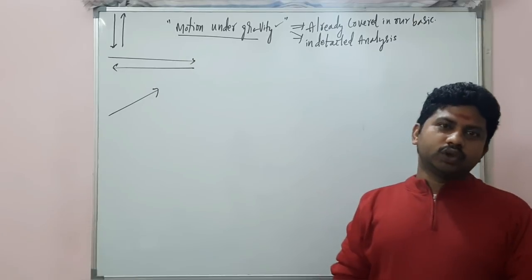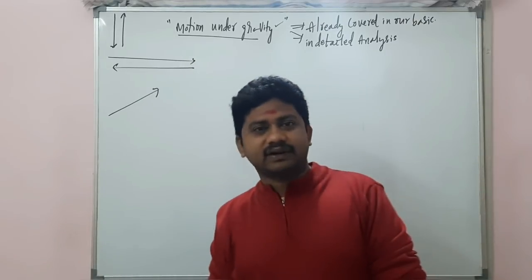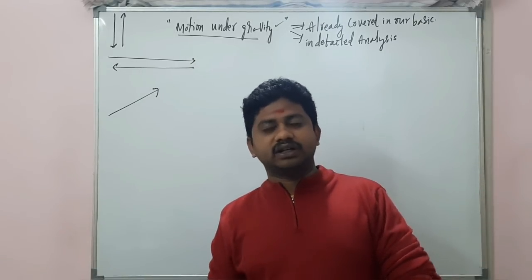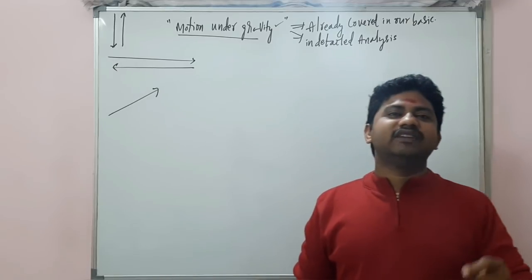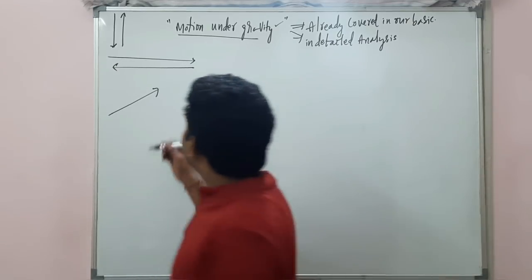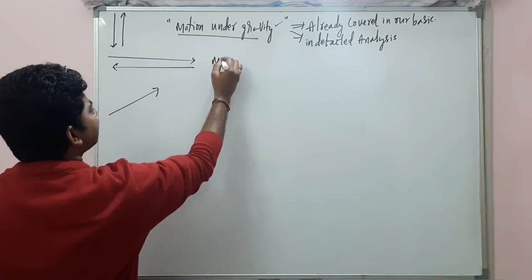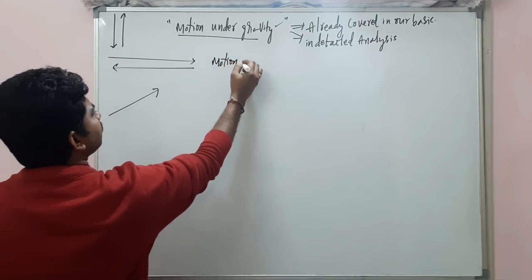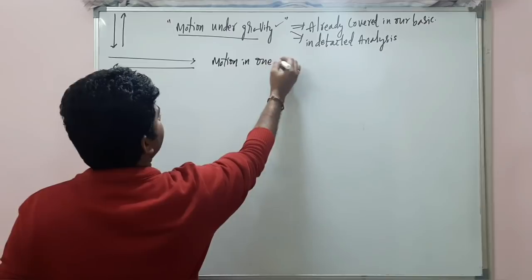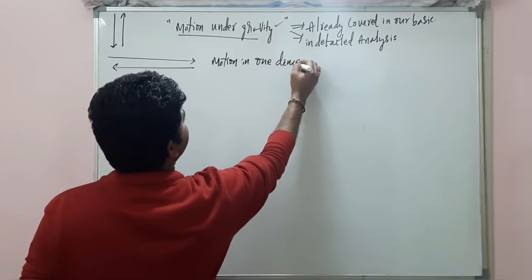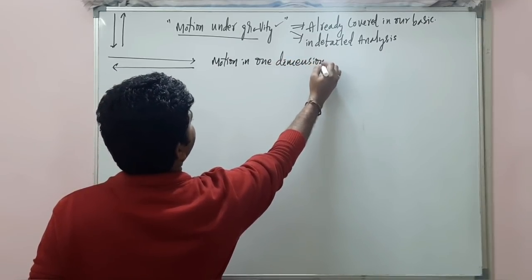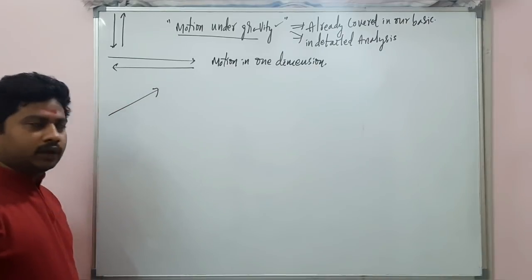And I have already told you, motion in a straight line, the name of the chapter, is also called motion in one dimension. What is it called? Motion in one dimension, my dear students. What exactly is meant by one dimension?